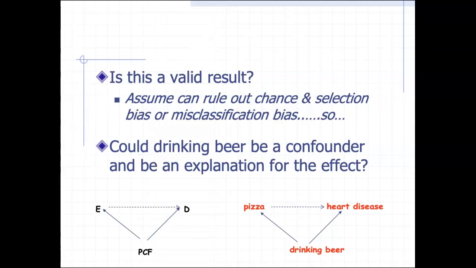We might want to think about a variable or variables that could potentially confound that relationship. Thinking about potential variables, I might be concerned that drinking beer could be a potential confounder. I might think about this variable in particular because, based on the previous literature, I know that drinking beer has an association with eating pizza, and drinking beer, alcohol consumption, is also associated with having heart disease.